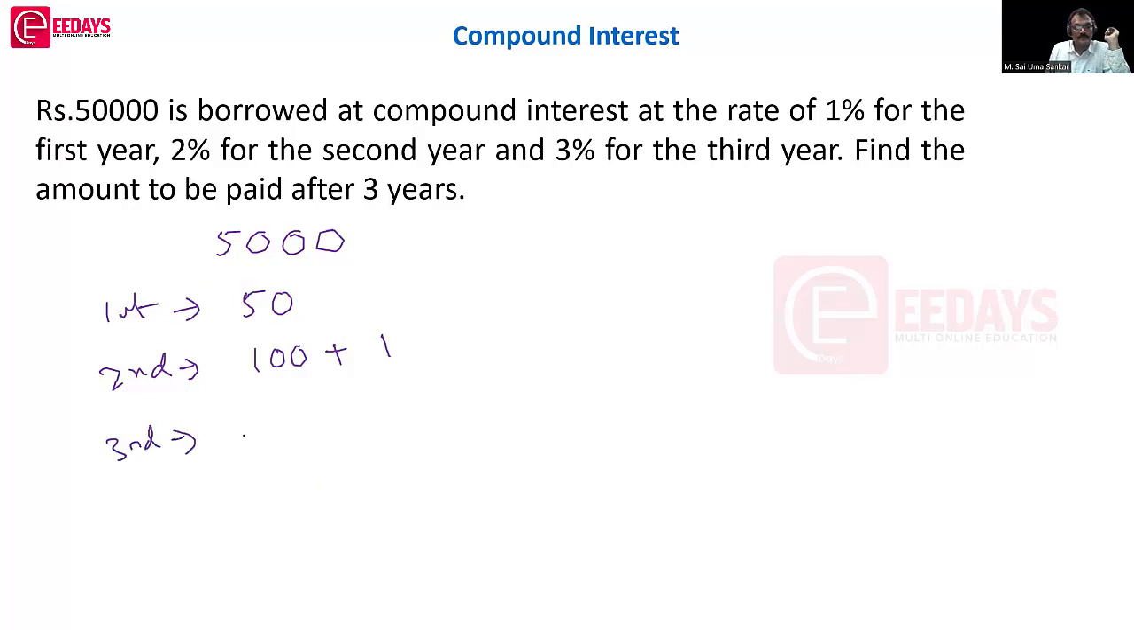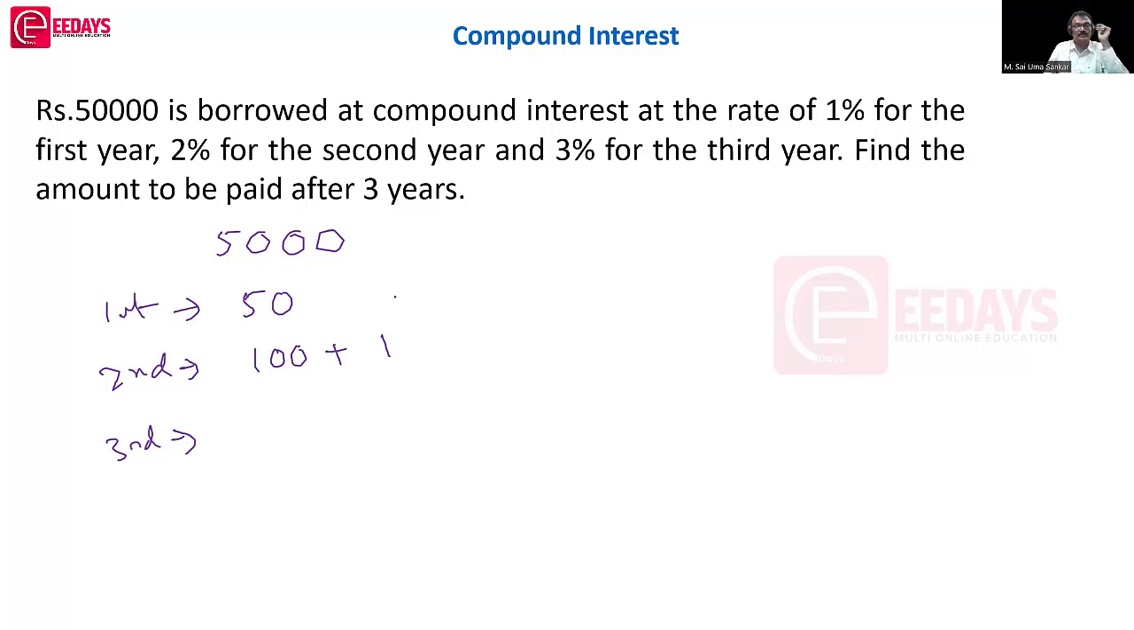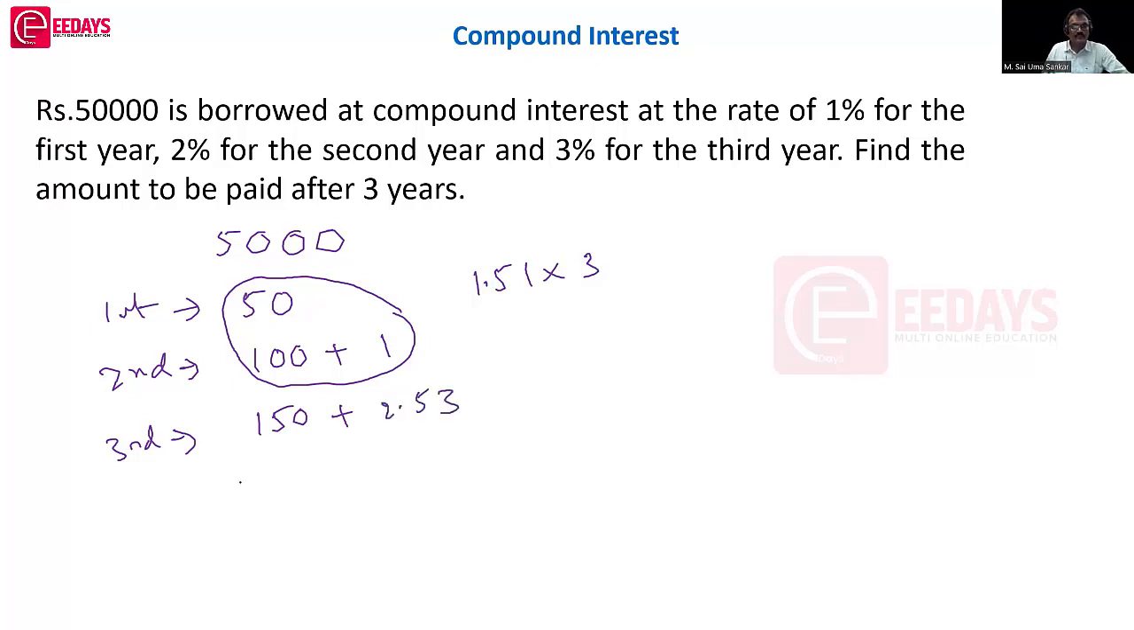Now come to the third year. 3% on 50,000. 10% equal to 5,000, 1% equal to 500, 3% is equal to 1,500 plus 3% on 1,510. 10% equal to 151, 1% equal to 15.1, into 3, 3% right? So this is equal to 453.